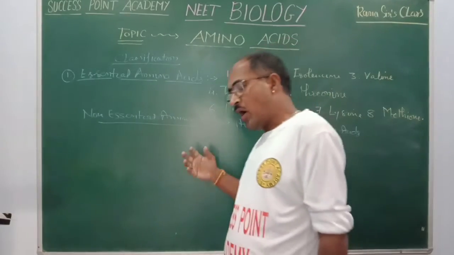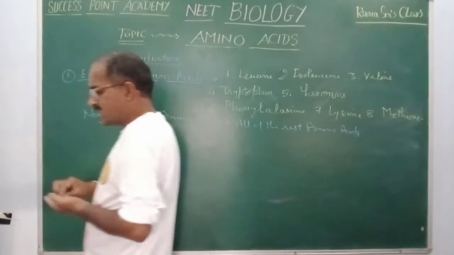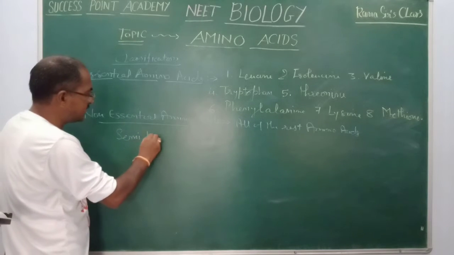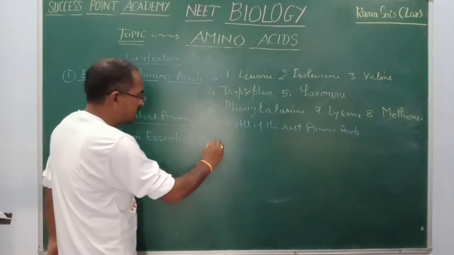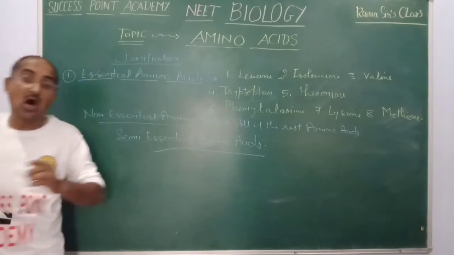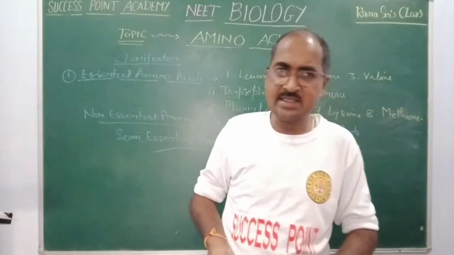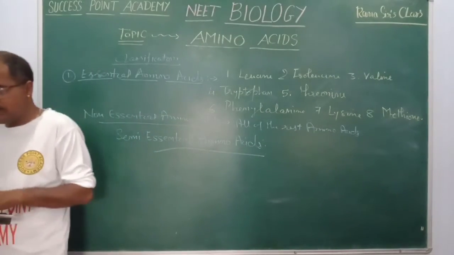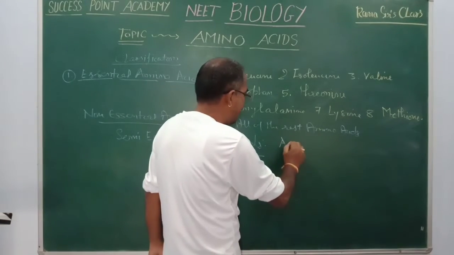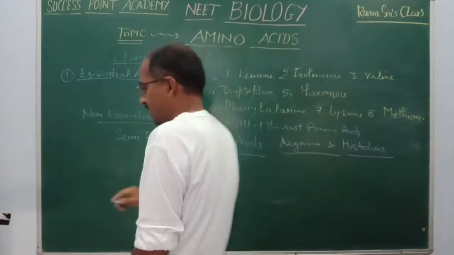So the body will supply a limited amount, but we will also accomplish them from our food. So they are termed semi-essential amino acids. They are not synthesized in sufficient amounts inside the body, so in addition to body synthesis, they are also obtained from outside to supplement our growth needs. For example, arginine and histidine. Note this. Arginine and histidine are semi-essential.